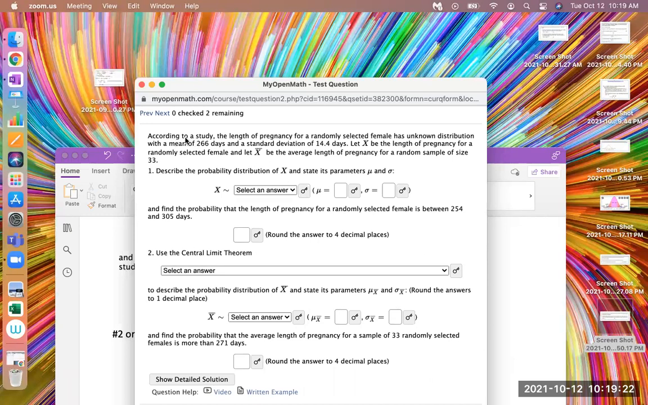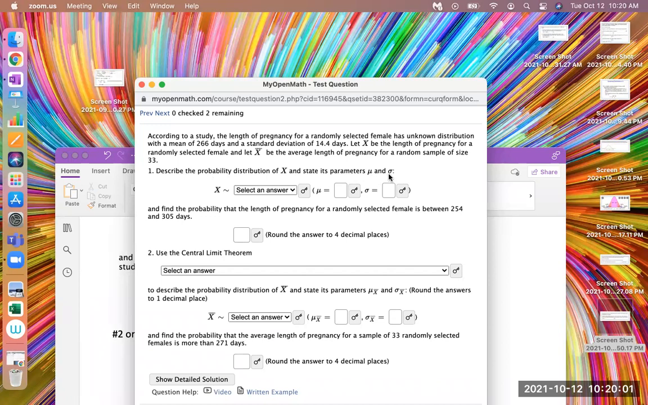It says, according to a study, the length of pregnancy for a randomly selected female has an unknown distribution with a mean of 266 days and a standard deviation of 14.4 days. Let X be the length of a pregnancy for a randomly selected female and let X bar be the average length of a pregnancy for a random sample of size 33. Describe the probability distribution of X and state its parameters mu and sigma.